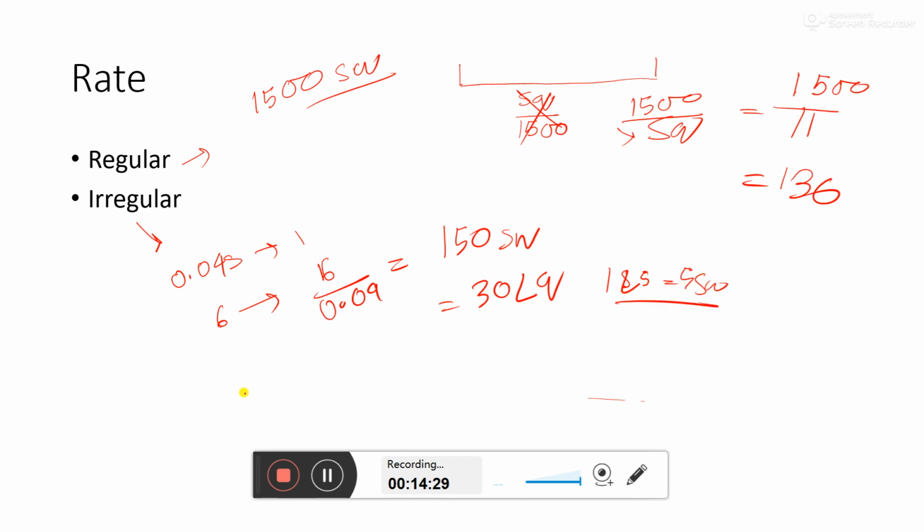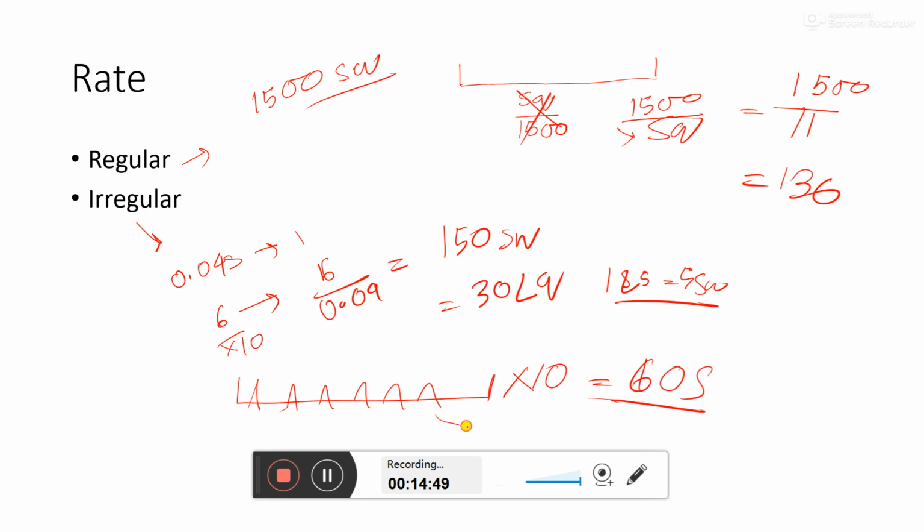So we count how many R waves there are in 30 large squares, then we multiply it by 10, meaning the 6 seconds is multiplied by 10. That is, in 60 seconds, how many R waves there will be, and that is the rate of an irregular heartbeat.